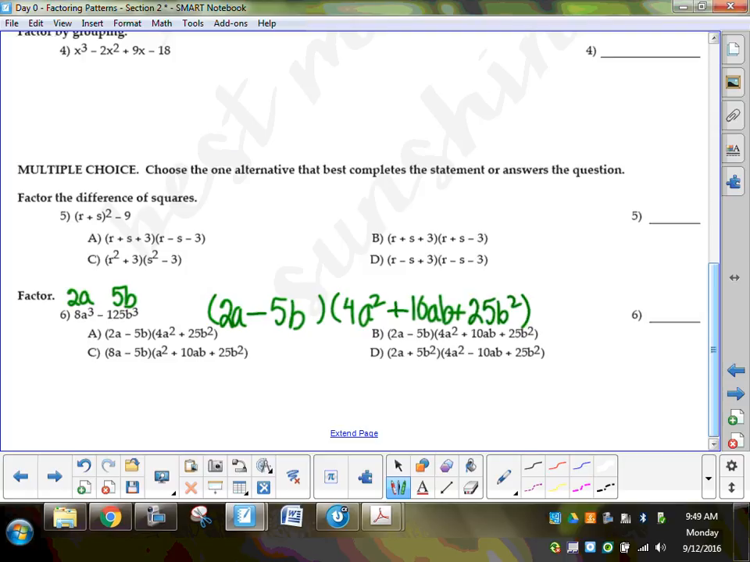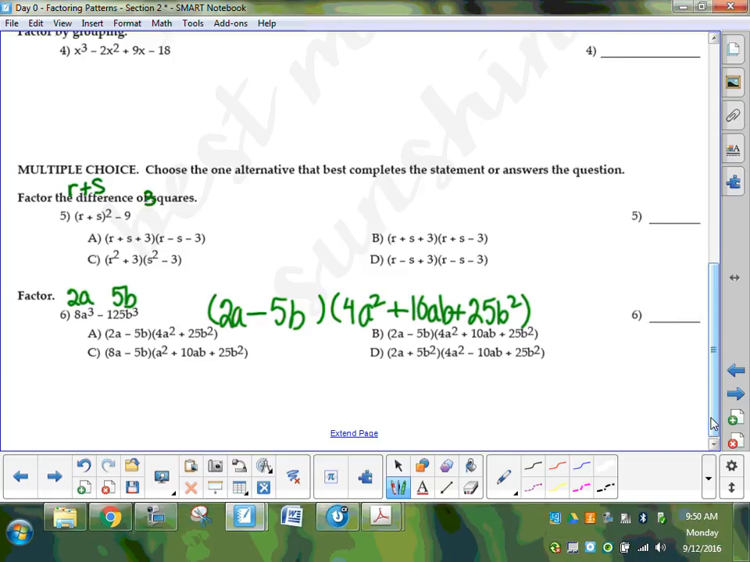How about for 5? What would we have to do for 5, or what factor pattern does that match? All right, so this is a difference of perfect squares, which means you take the square root of the left, which is r plus s, and the square root of the right, which is a 3. Then you take the square root of the left, r plus s, plus and minus the square root of the right. Your answer should simplify out to be a v. Okay? So those are the ones that you should get.